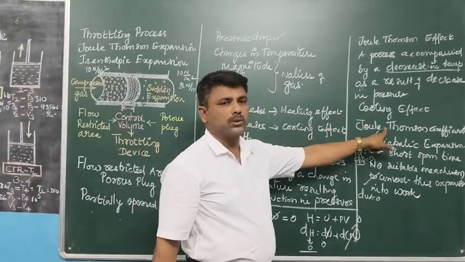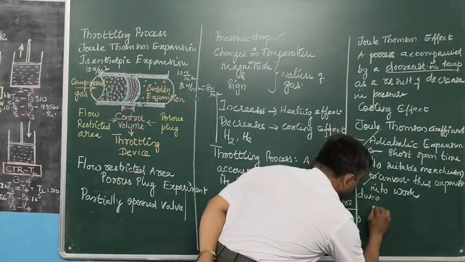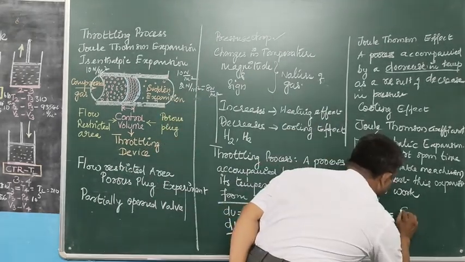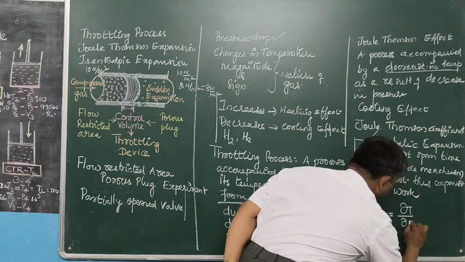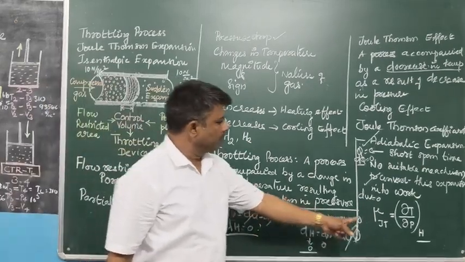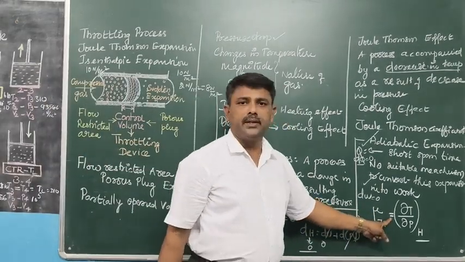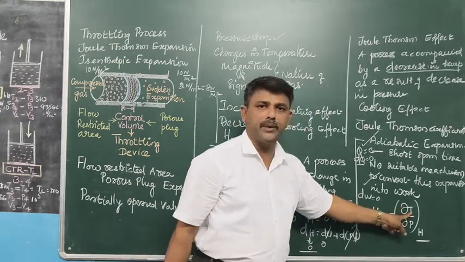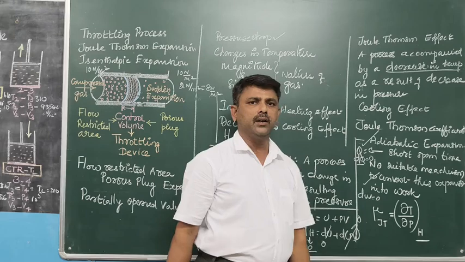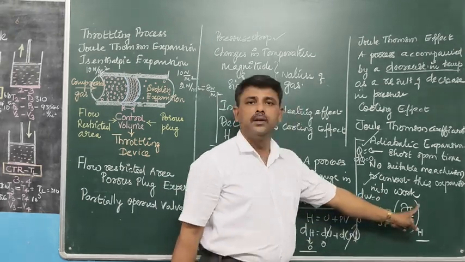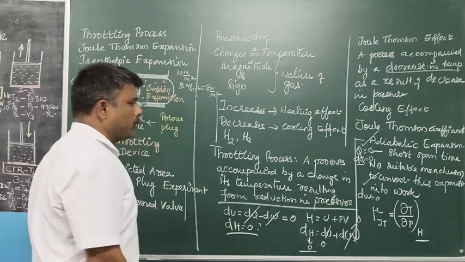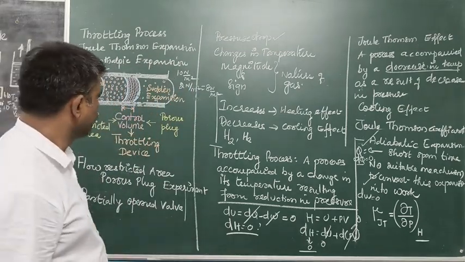Coming to the point of Joule-Thomson coefficient. Joule-Thomson coefficient mu JT is equal to changes in temperature with respect to pressure at constant enthalpy. Joule-Thomson coefficient is defined as rate of change of temperature with respect to pressure at constant enthalpy. This is the perfect definition for Joule-Thomson coefficient. Clear? Right.